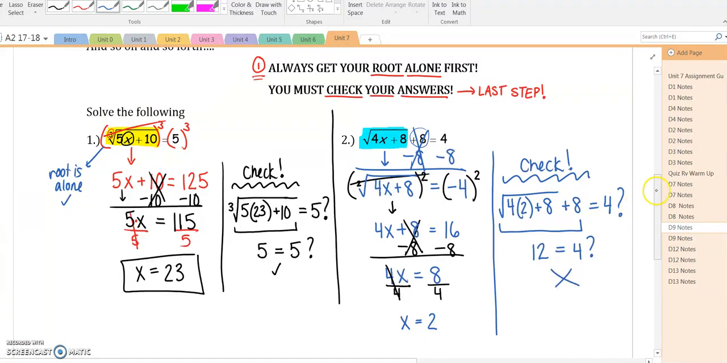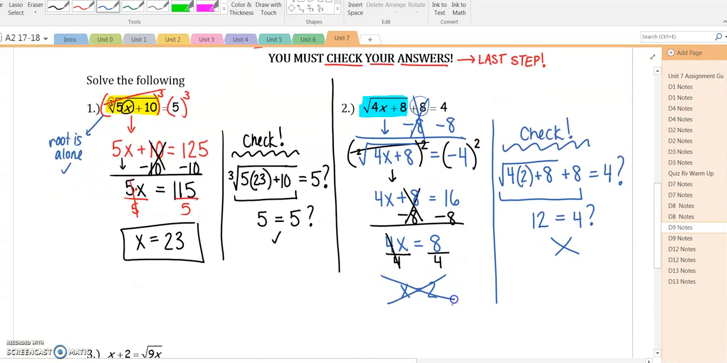So that's how I know that actually this answer I got is extraneous. So all I have to do is cross it out. It doesn't work. And since that was the only answer I got and it doesn't work, that means my answer is no solution.